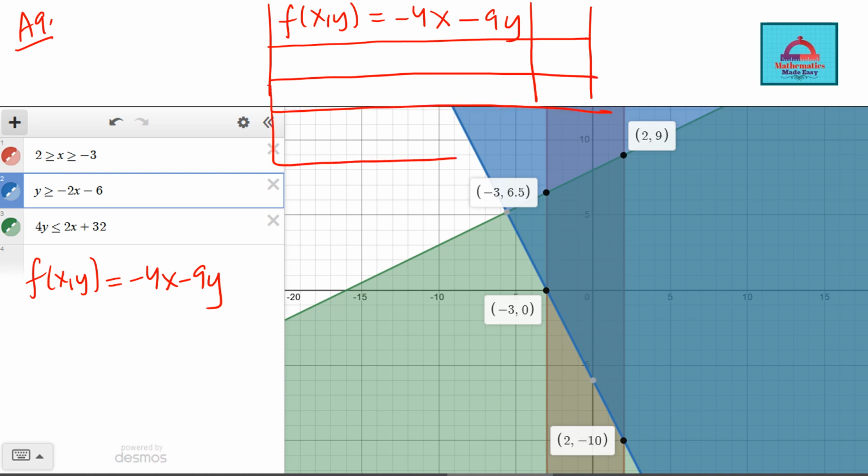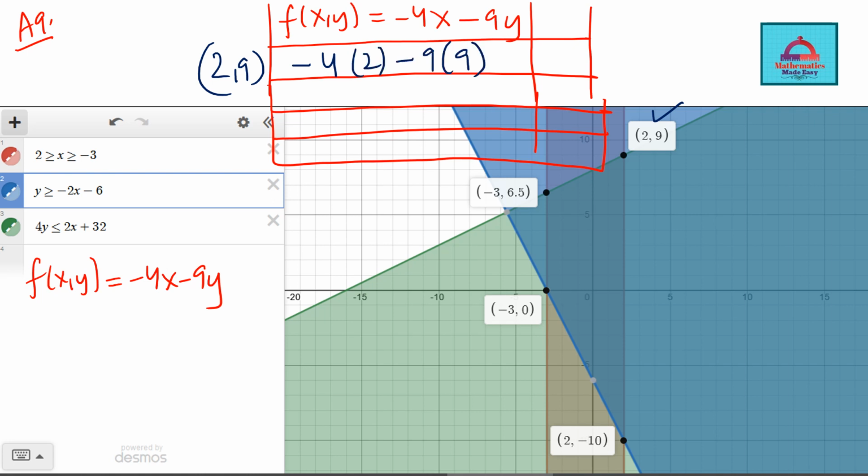So the first point that I'm taking here is 2, 9, this point. So when you take x as 2, y as 9, and you put it in this equation, it gives minus 4 times 2 minus 9 times 9. So simplify, and this comes out to be minus 89. Next point that I'm taking is 2, minus 10, which is this point. So when you substitute and try to find the value of the function, this comes out to be this value. So on simplification, this comes out to be 82.